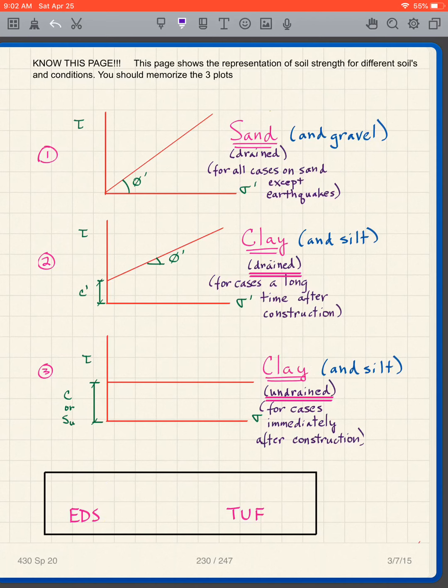Okay, so you need to know this page. And here the intercept is called C, cohesion, or Su, undrained shear strength. Two different names for it. Either one is acceptable. And notice it is horizontal. Here I need C prime and phi prime. Here I just need phi prime to define these failure envelopes. So know this page. Okay, I'll stop there.